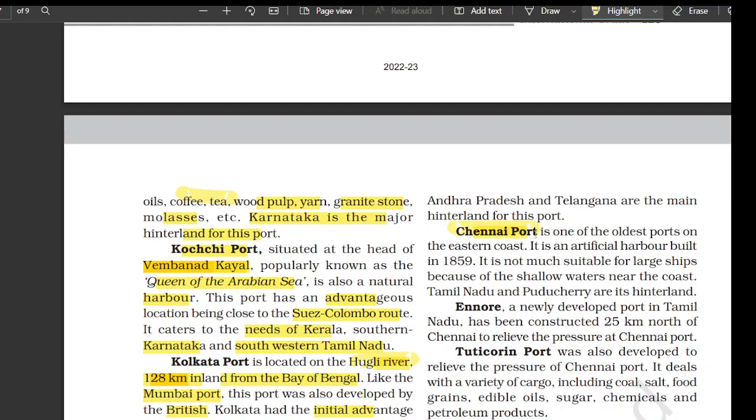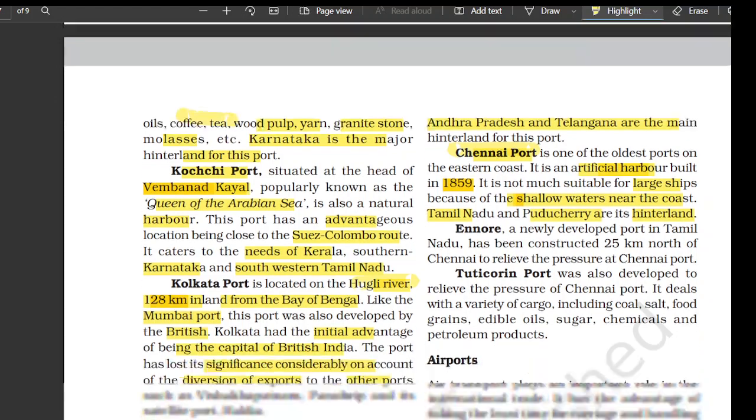Chennai port is the oldest port on the eastern coast. It is an artificial harbor built in 1859. It is not very suitable for large ships because of the shallow waters near the coast. Tamil Nadu and Puducherry are its hinterland.